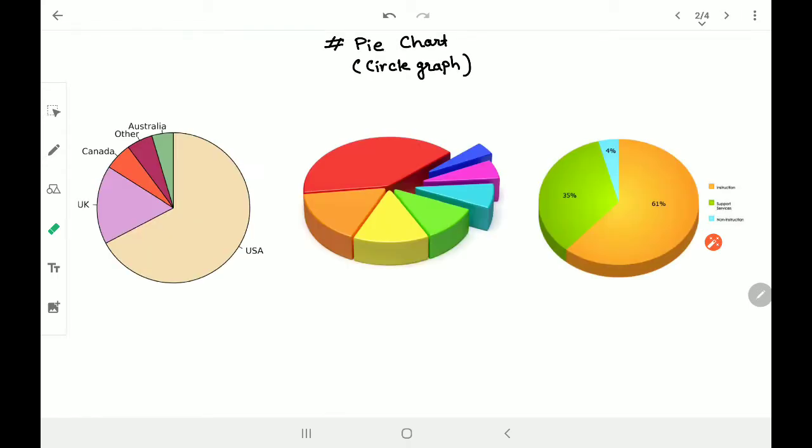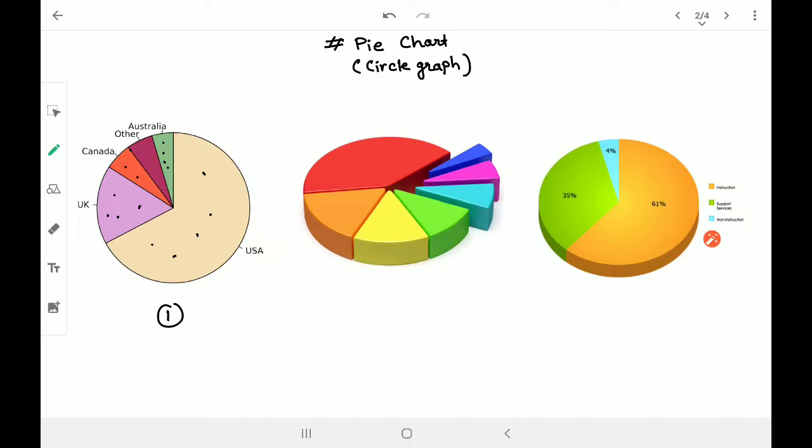Just as an example, you can check here on the screen. We have some pie charts. Okay, so it's nothing but a circle that has been divided into sections. When you look at the first figure, you will find that these are different countries. USA takes the largest share. Then we have UK, then Canada and Australia in green color, and the remaining countries are over here.